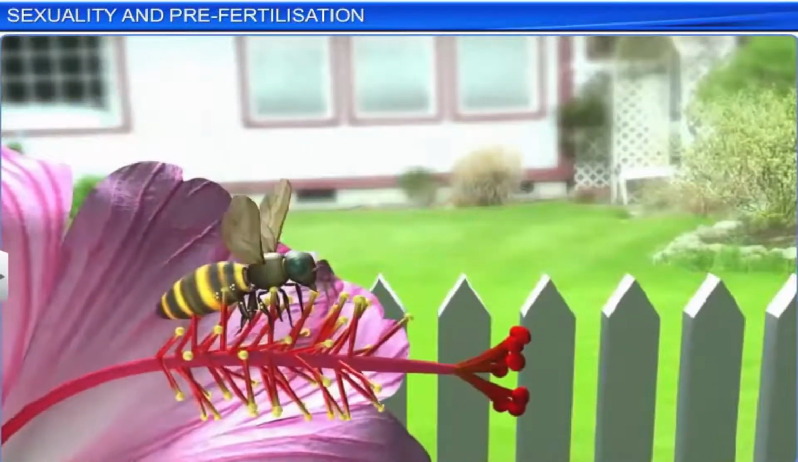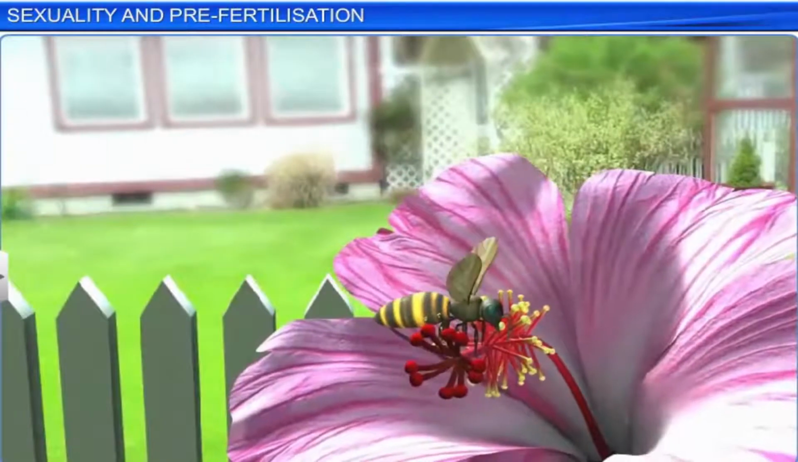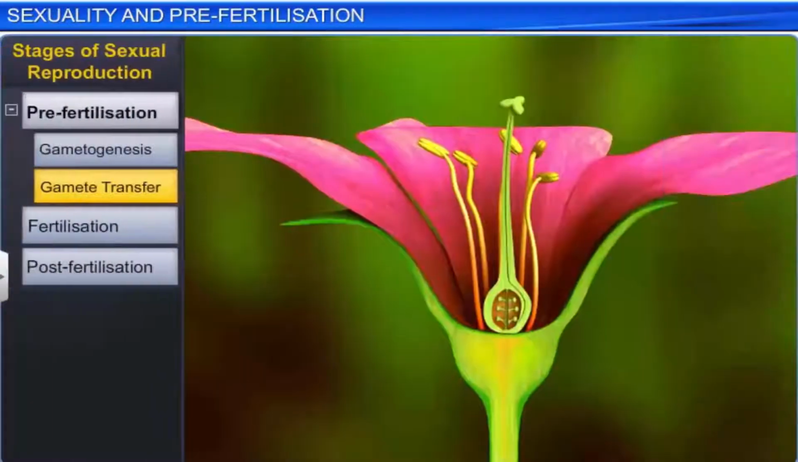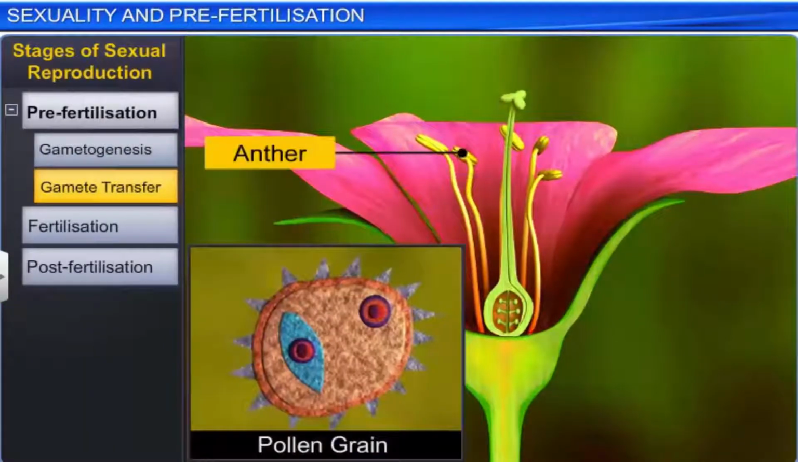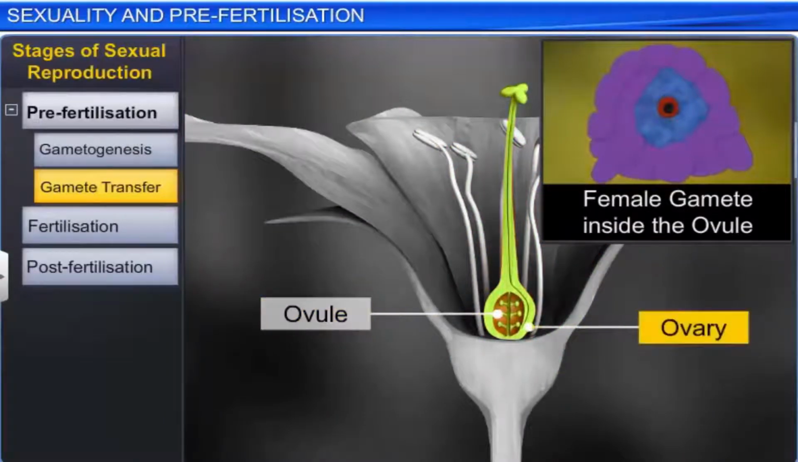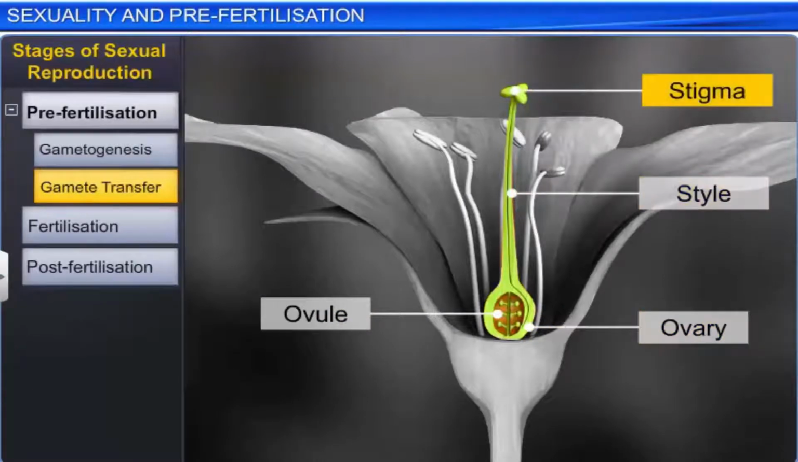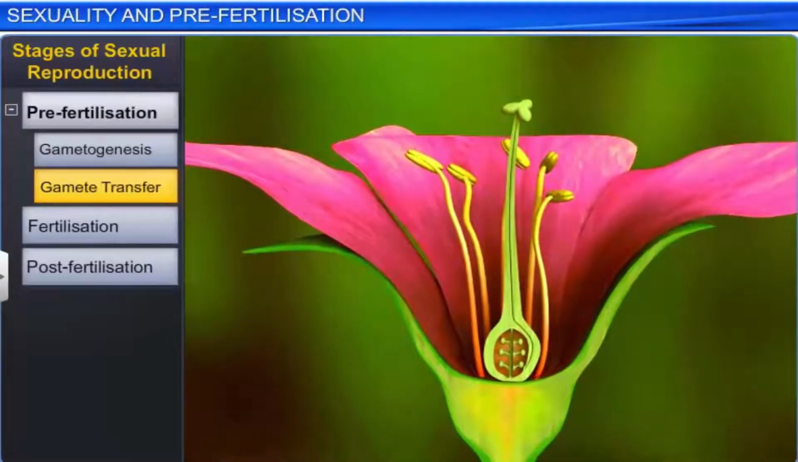While water facilitates the transfer of gametes in lower plants, wind, bees and insects facilitate the transfer of gametes in higher plants, including angiosperms. In these plants, the anther contains pollen grains which contain the male gametes. The female gamete, on the other hand, lies inside the ovule, a part of the ovary, which together with the style and stigma comprises the pistil. For fertilization, it is necessary for pollen grains to be deposited on the stigma so that they reach the embryo sac.